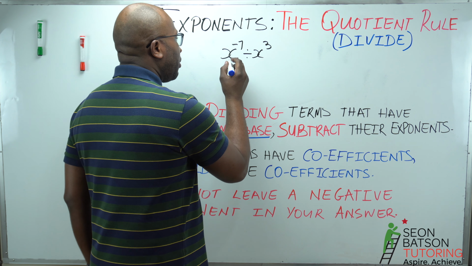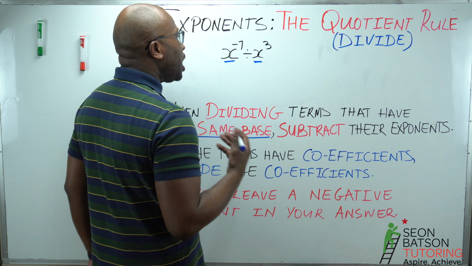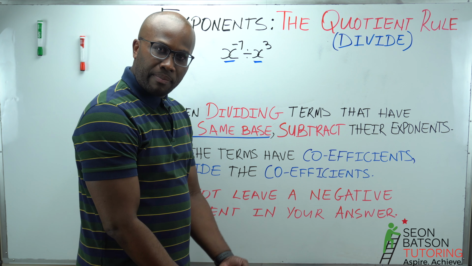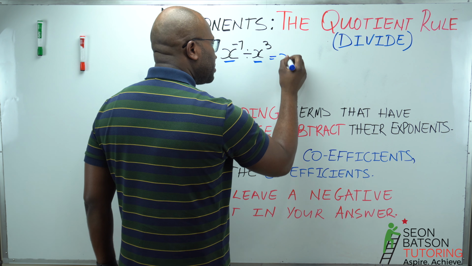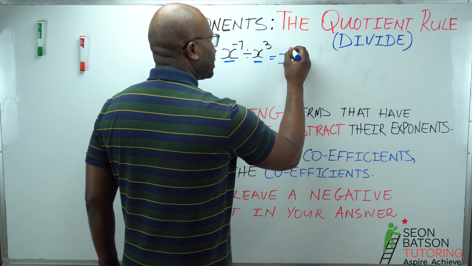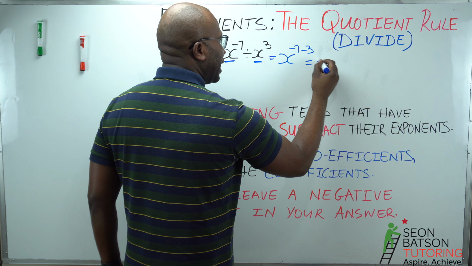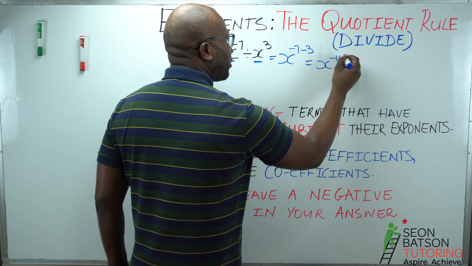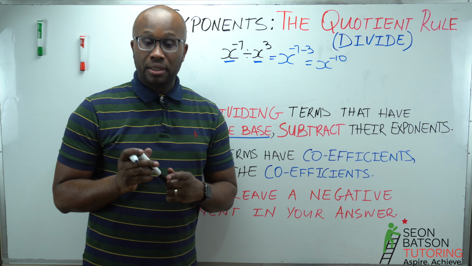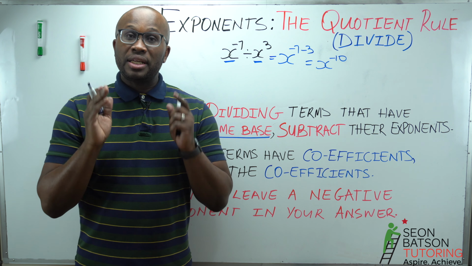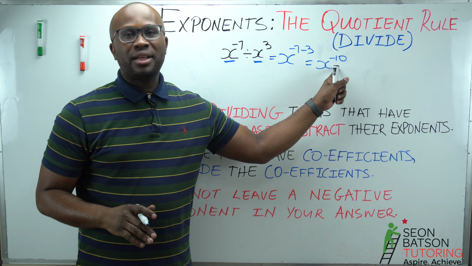So first, our base in the first term is x. Our base in the second term is also x. So our bases are the same. Since our bases are the same, we can subtract the exponents. So we'll put our base back first, and then we'll subtract -7 minus 3. And this will give us what? X to the -10th power. We have a negative exponent in our answer. And remember, you should never leave a negative exponent in your answer. So we will make this exponent positive.